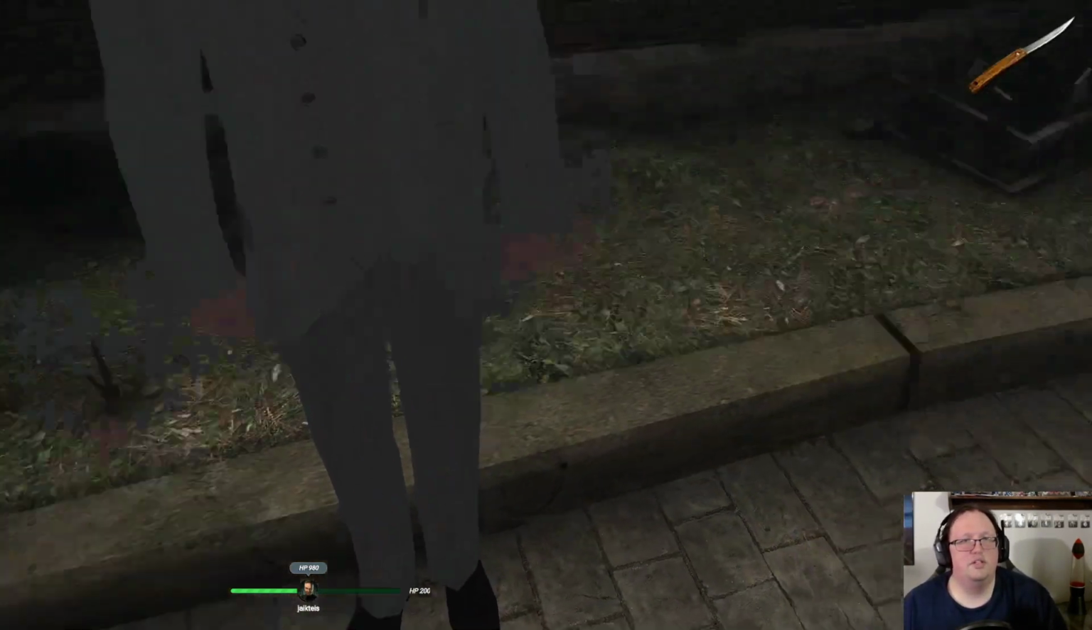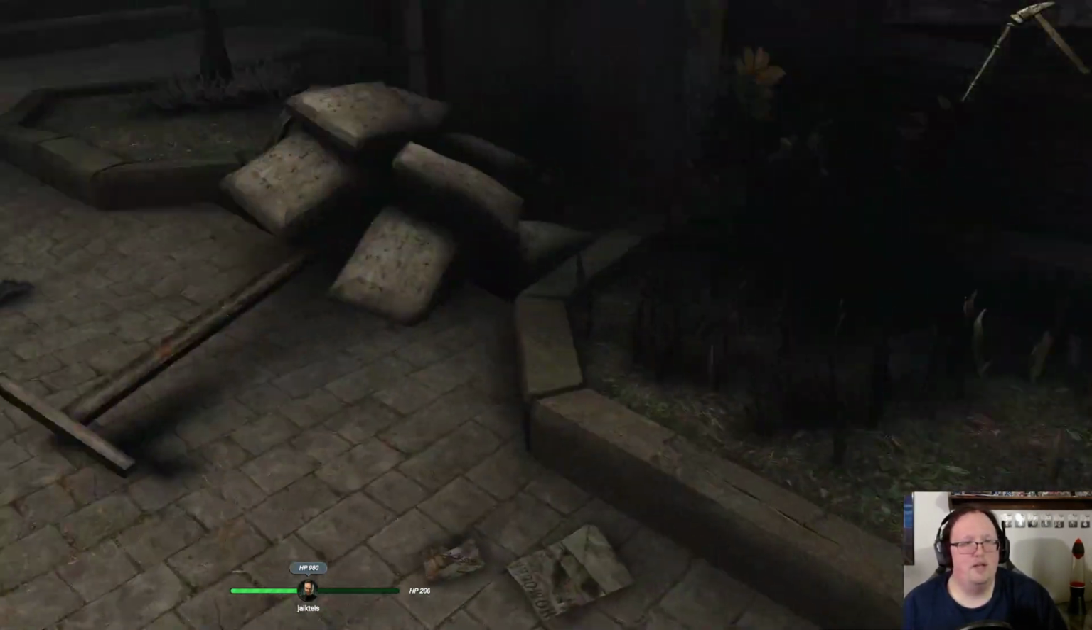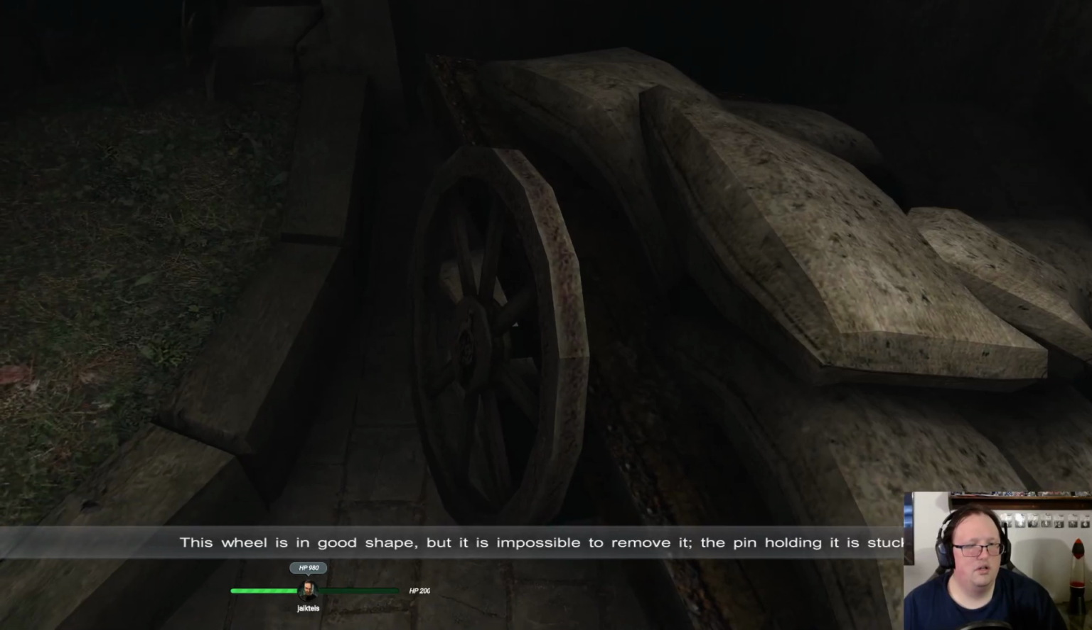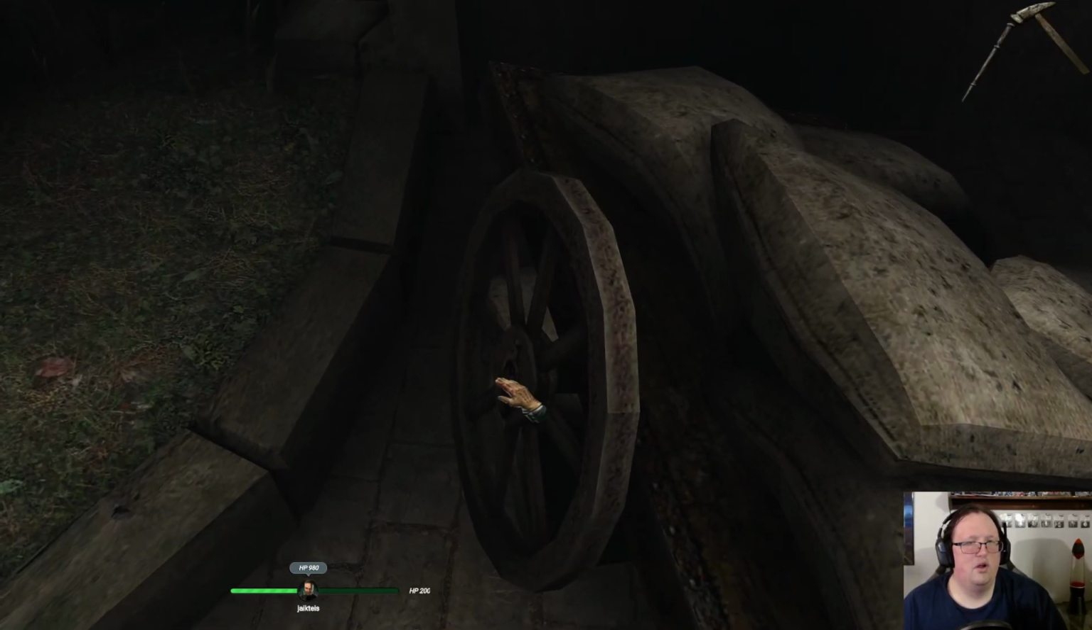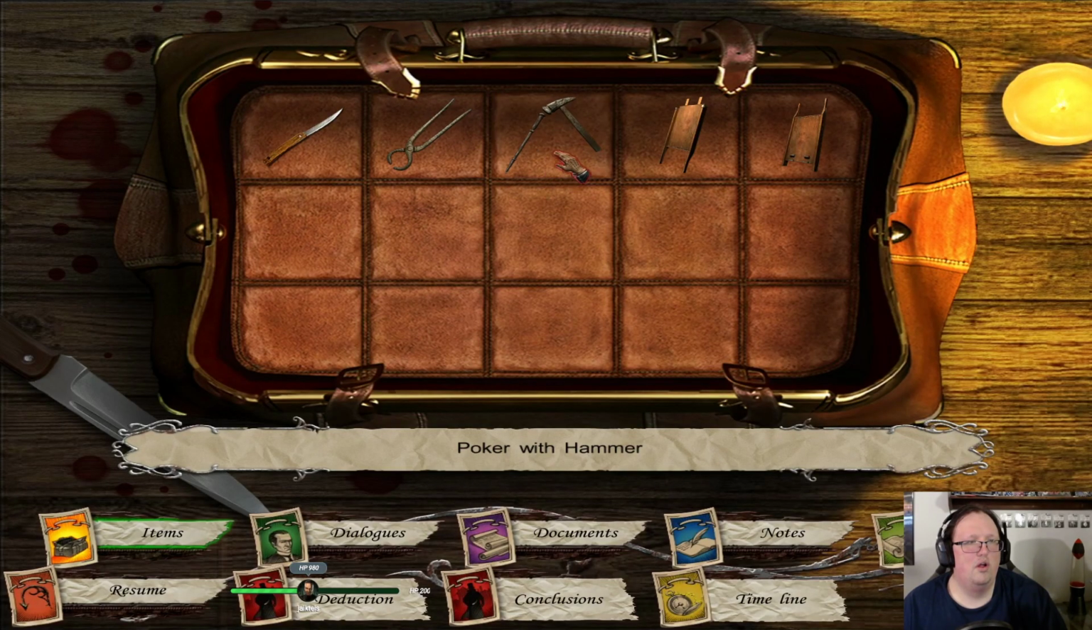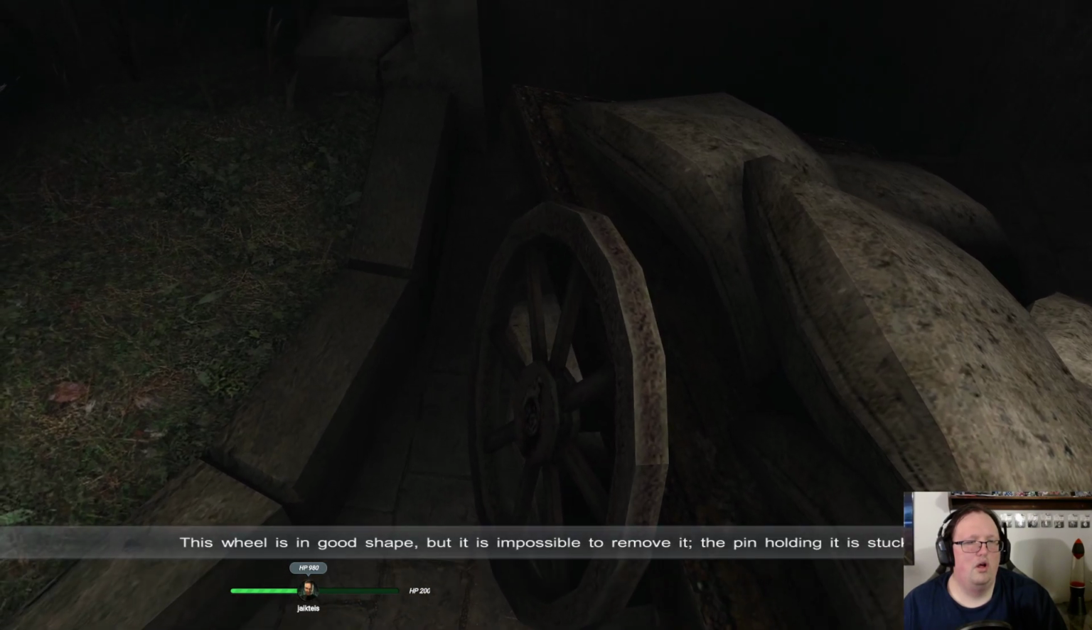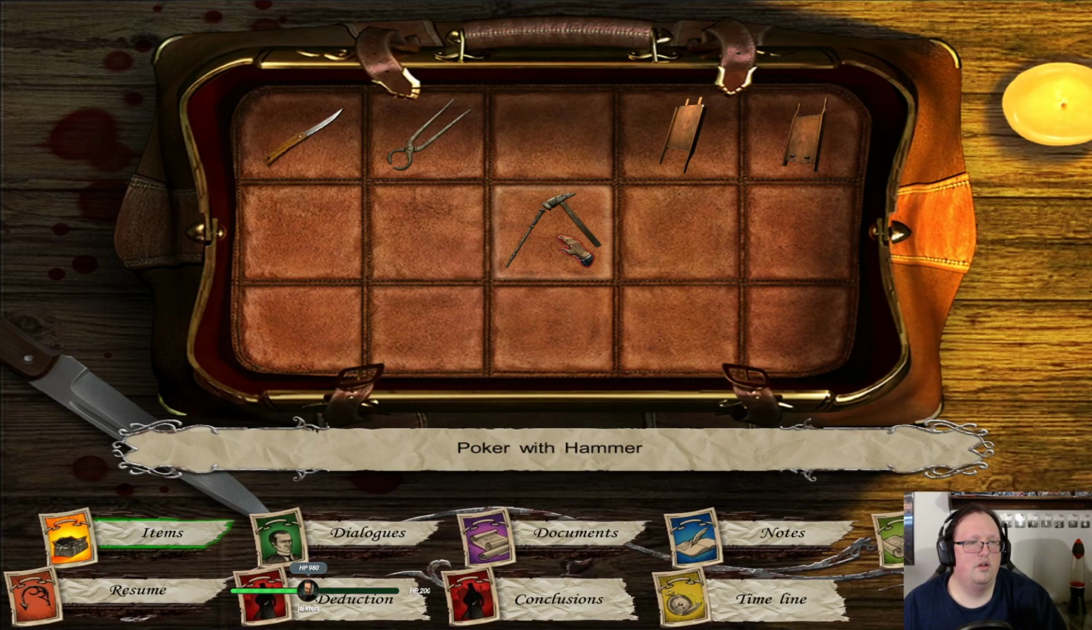Says use the metal stick, but I combined it. Is that bad? Did I work this? This wheel is in good shape, but... Oh, for crying out loud! How do I unassemble things?